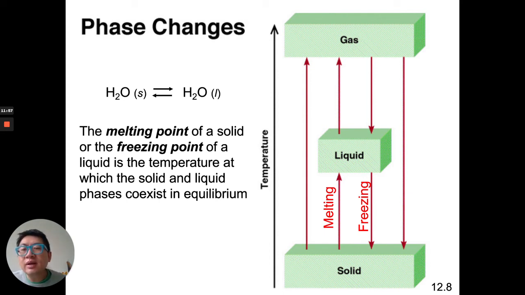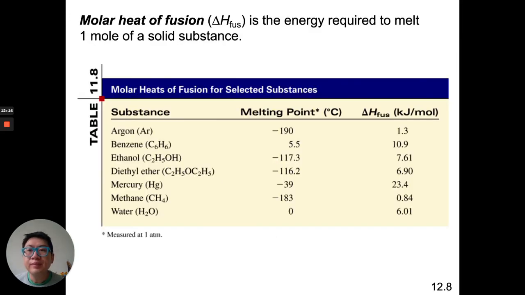The melting point of a solid, or freezing point of a liquid, is the temperature at which the solid and liquid phases coexist at equilibrium. So if it's at 0 degrees Celsius, it could be solid ice, it could be liquid water, it could be either one at the same time. Okay, molar heat of fusion: the energy required to melt 1 mole of a solid substance.